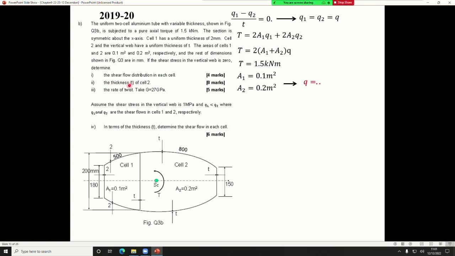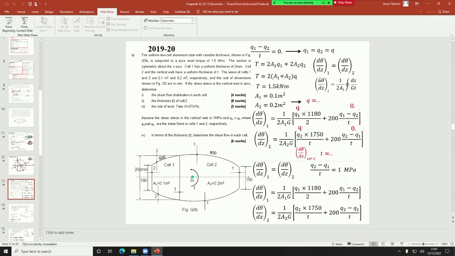Now, the next part is the thickness T of cell number 2, because T is unknown. We are still working on a two-cell tube. So the two cells, the system is in equilibrium. Because of compatibility, both of them rotate with the same angle of twist, or the length is the same, or the same rate of twist. And what is the equation for d theta over dz? It is equal to 1 over 2A multiplied by the loop integral of Q ds over Gt, which is not correct on the slide. Q is missing. I can't correct it here, sorry. Q is missing here.